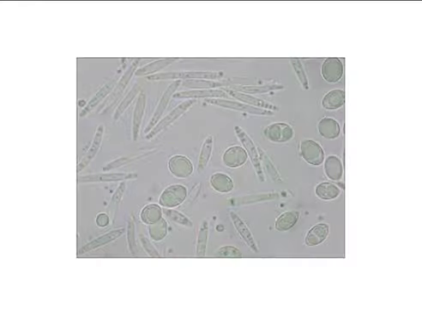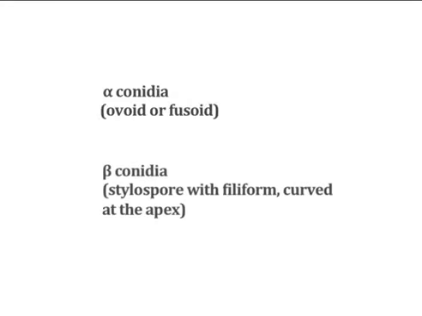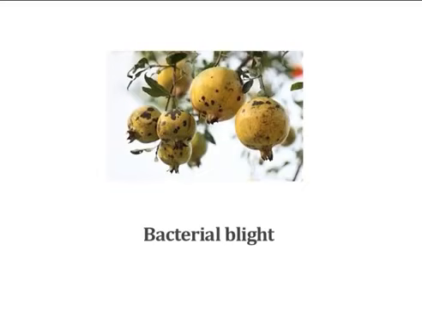Now let us see about the character of this pathogen. Pycnidia, with or without beak, are found in the affected tissue. They are globose or irregular. Conidiophores in the pycnidium are hyaline, simple or branched. Conidia are of two types, that is alpha conidia, which are ovoid or fusoid, and beta conidia, that is stylospores, with filiform curve at the apex.